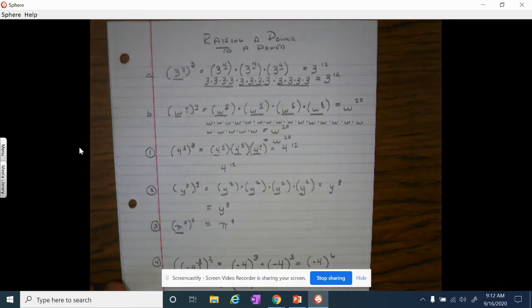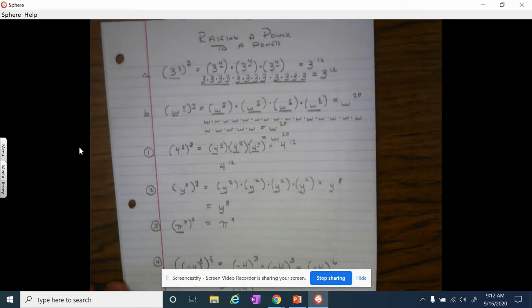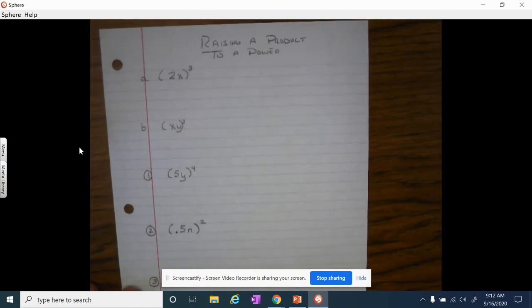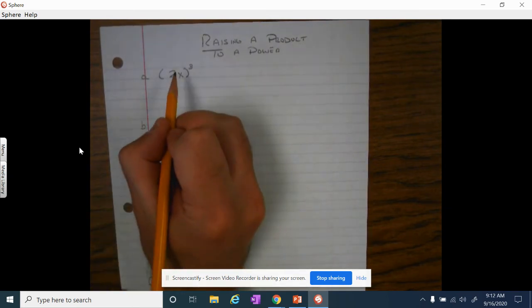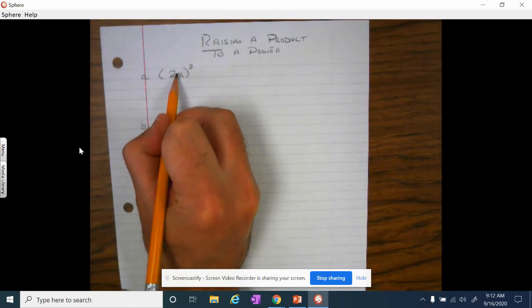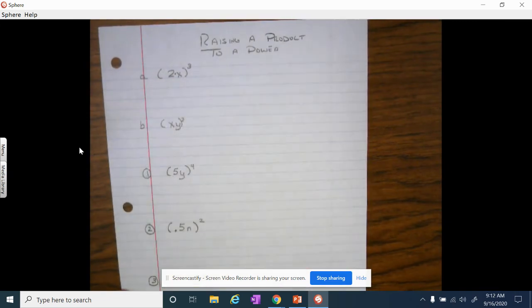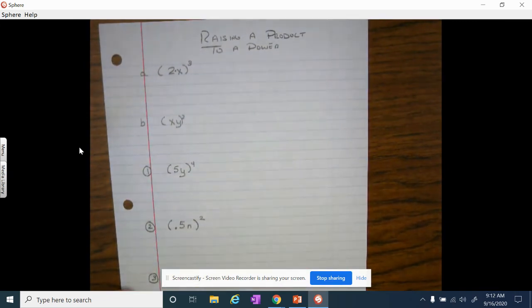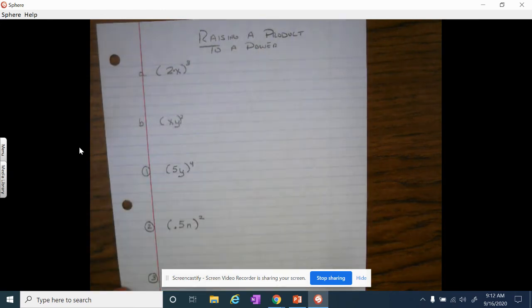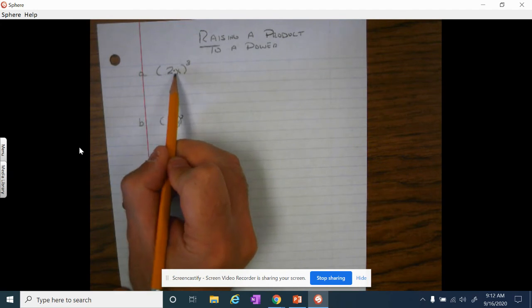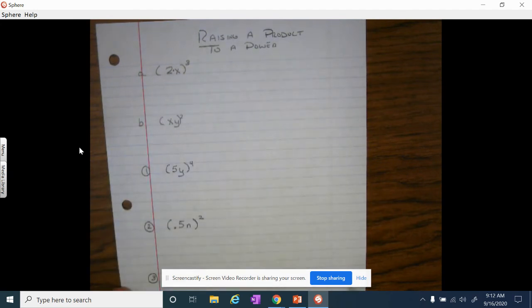There is one more set. And this is raising a product to a power. So a product, once again, product means the answer to a multiplication problem. So a product inside the parentheses is, notice you have a 2 times x. There's your product, because you're multiplying 2 times x.